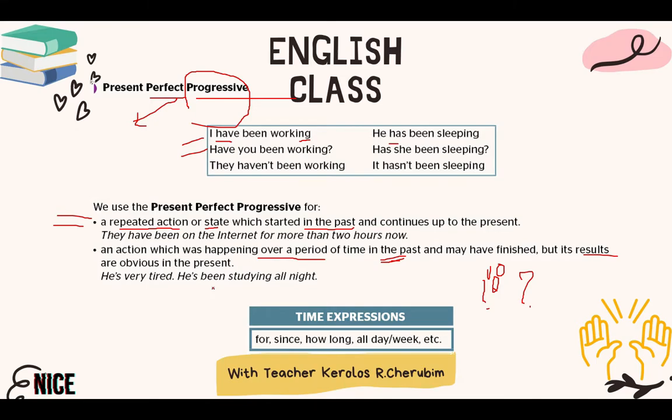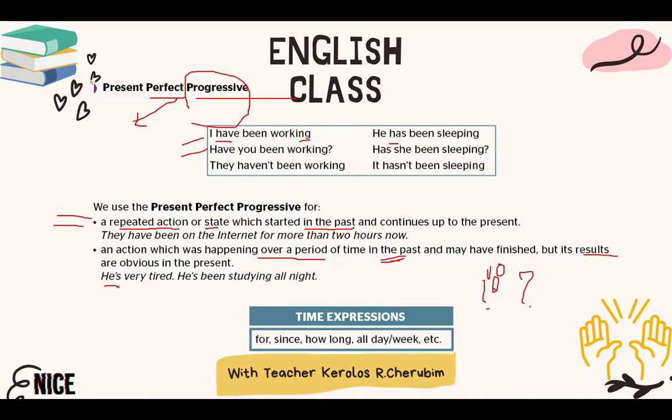So here I showed you an action that was taking place over a period of time in the past. This action may have finished, we don't know, but we can see the results. Let's remove this third person pronoun he and put my name. Okay, let's say Mark. Mark is very tired. Mark has been studying all night. So Mark has been spending all night looking at books, looking at research, watching videos, answering homework and exercises. So that means he's tired at the moment. Okay? I hope you got it.